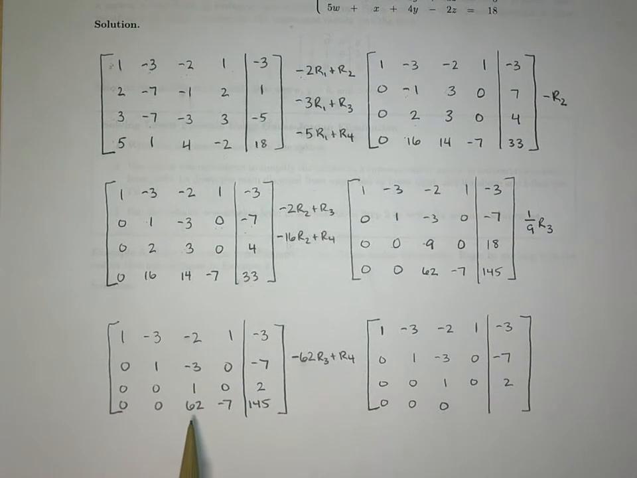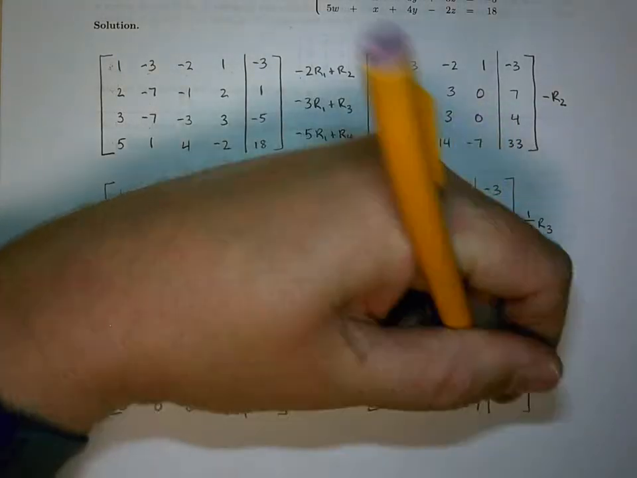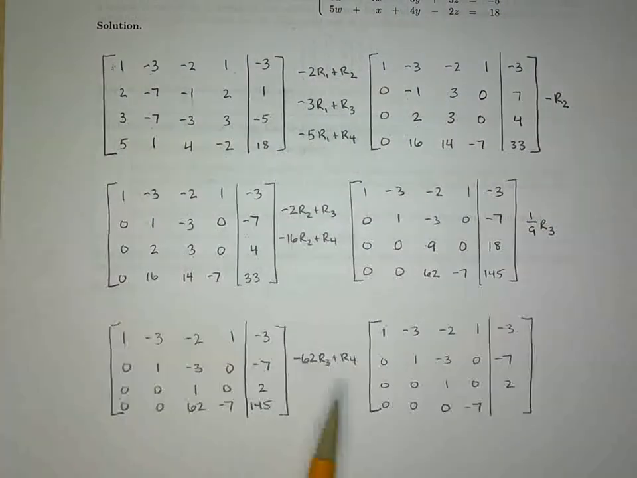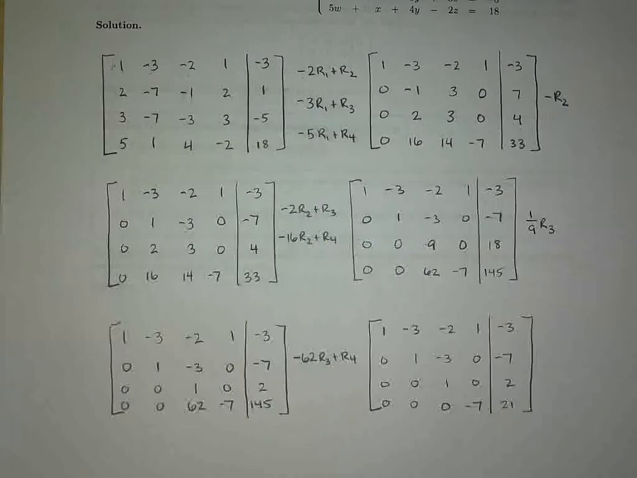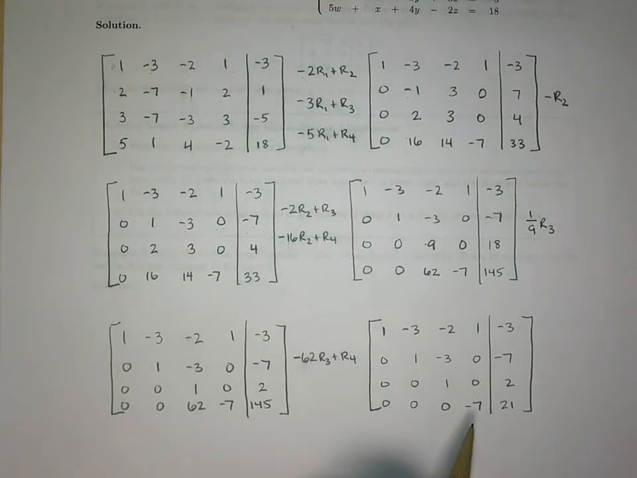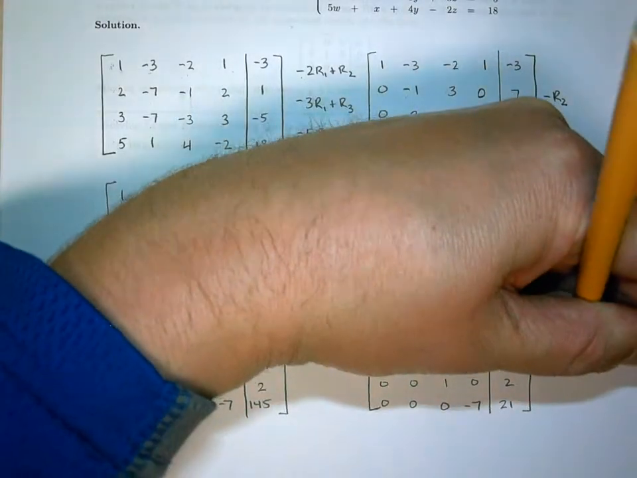So really it's just down to finding what's in the z column and what's on the right side. So negative 62 times 0 is 0, minus 7 is negative 7. On the right side, negative 62 times 2 is negative 124, plus 145 is 21. The last thing we need then is a 1 in the last part of the diagonal. I can change negative 7 into 1 by multiplying it by negative 1/7. So I'll take a negative 1/7 through row 4.